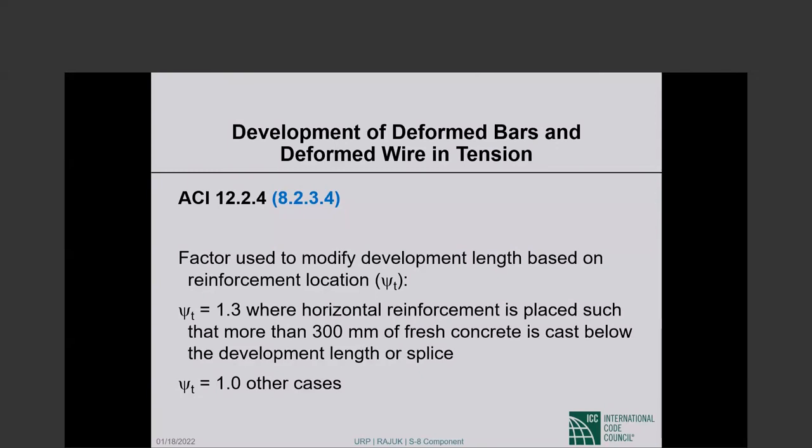The required development length goes up because of bleeding water that goes to the surface. The reinforcement is bonding with inferior concrete. That's what it boils down to. If it is other than top bar, we never use the word bottom bar, so it's top bar and other than top bar, then psi sub T is equal to 1.